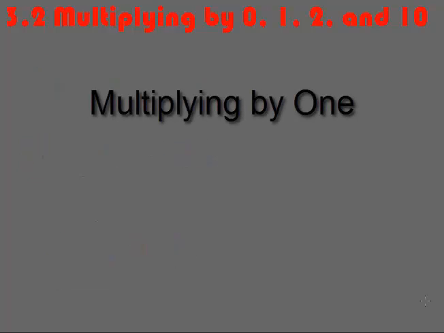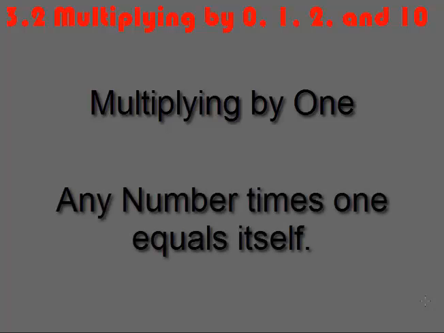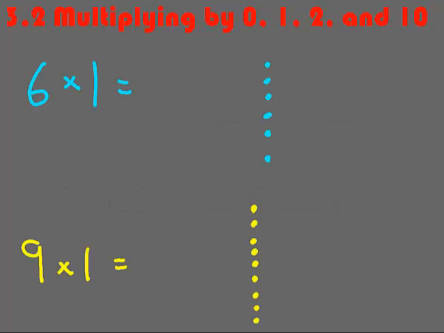The next rule we're going to talk about is multiplying by 1. The rule here is that any number times 1 equals itself. Any number times 1 will equal that same number. On the screen I've written 2 examples. I've written 6 times 1 and 9 times 1.